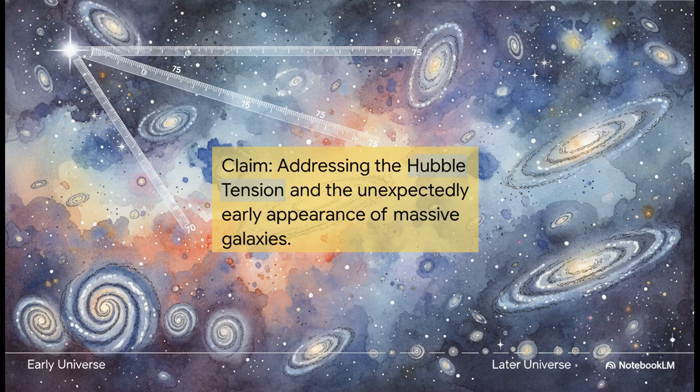First up, cosmology. SORT claims it can actually explain some of the biggest puzzles out there, like the Hubble tension, that nagging disagreement over how fast the universe is expanding, and also why the James Webb Telescope keeps finding these huge galaxies way earlier than our models thought possible. It says these aren't problems that need new physics. They're just projection effects of its core mathematical structure.